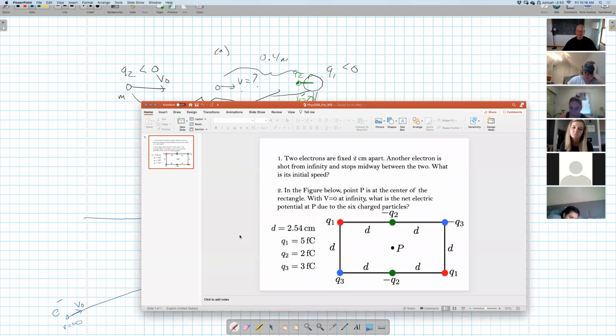The third one then says, in the figure below, point P is at the center of this rectangle. It says, with the potential equal to 0 at infinity, what is the net electric potential at point P due to these 6 charges?